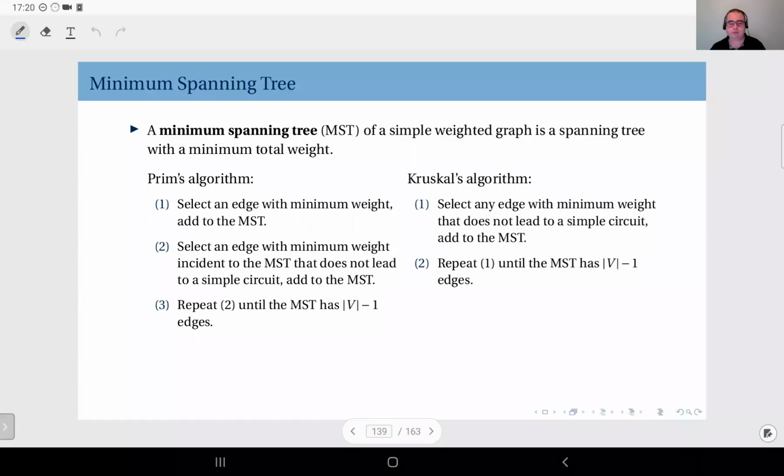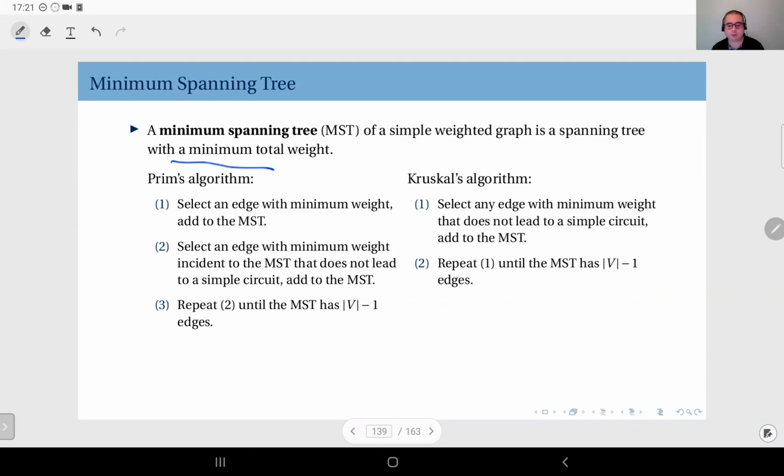So we have seen how to find spanning trees of a simple graph using breadth-first search and depth-first search. Next, we are going to discuss minimum spanning trees, and these are defined in weighted graphs. The minimum spanning tree, or rather a minimum spanning tree of a simple weighted graph, is a spanning tree with a minimum total weight.